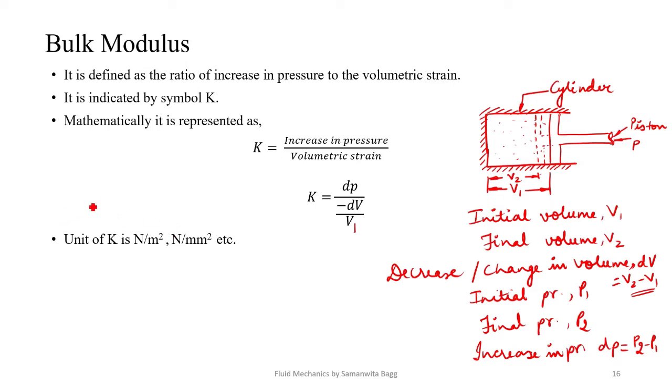The unit of K, that is the symbol for bulk modulus, can be found very simply. We know that volumetric strain has no unit because strain is the ratio of same two quantities. The unit of pressure is Newton per meter square or Newton per mm square, and Newton per meter square can also be called Pascal. So the unit of K is directly the unit of pressure.